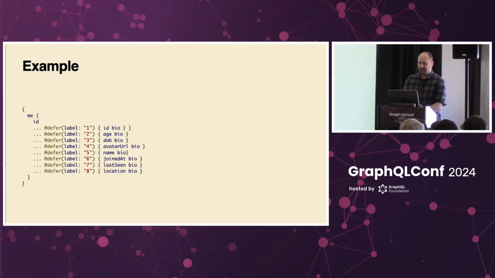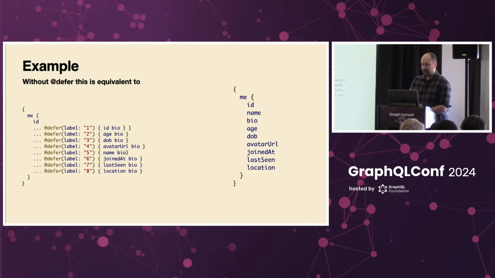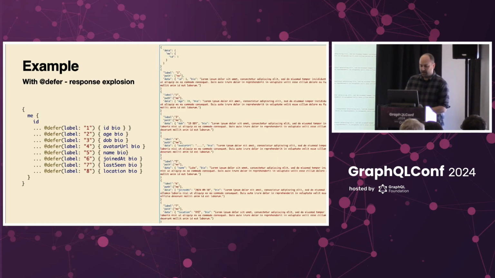Here's another example. In this query, there's a whole bunch of defers. They all have a different label. Each one has a unique field on it, but then they all have this bio field. If you weren't using defer, it would be equivalent to this. Every field is here once, even though bio is in all the different fragments. But if you were forking your execution, you could have really large responses. So that bio field would be executed and returned to the client many times.